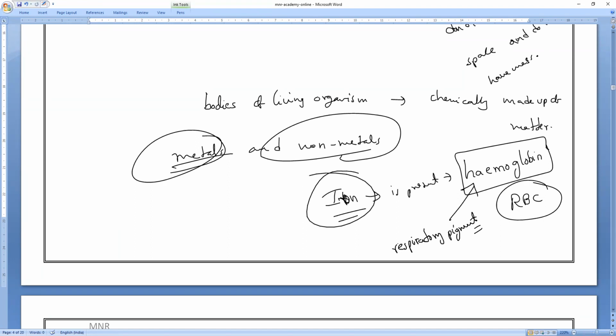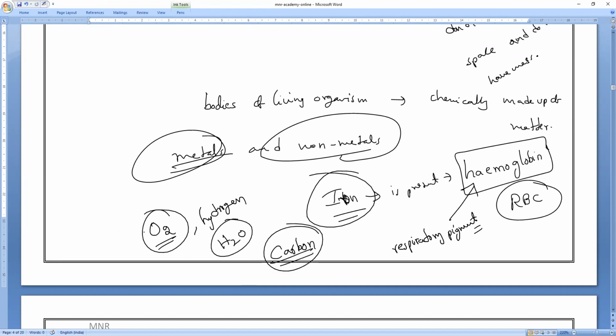We are breathing. What is a non-metal? Are you breathing plastic? Air. Air contains oxygen. Our body needs hydrogen. Our body needs water, a non-metal. First of all, our body is made up of carbon and its compounds. Carbon is a non-metal. Our entire body is made up of carbon. Carbon is a non-metal. Clear?